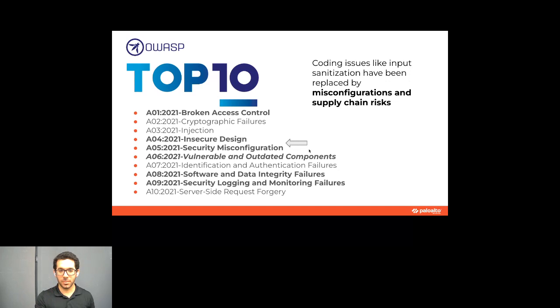Setting the scene a little bit, I want to talk about the OWASP Top 10, because in 2021, the new OWASP Top 10 came out, and there were some significant differences. The ones that we're talking about today are that misconfigurations and insecure design issues came up at 4 and 5. And that's really what we're talking about today. The move to cloud native has meant that some of the more traditional AppSec issues like input sanitization, et cetera, have been replaced by misconfigurations and supply chain risks, which is fascinating. And that's really where we're going to focus heavily throughout this talk.